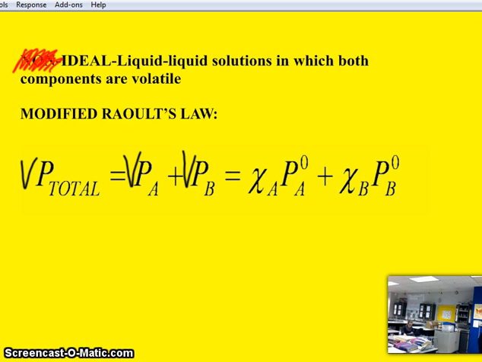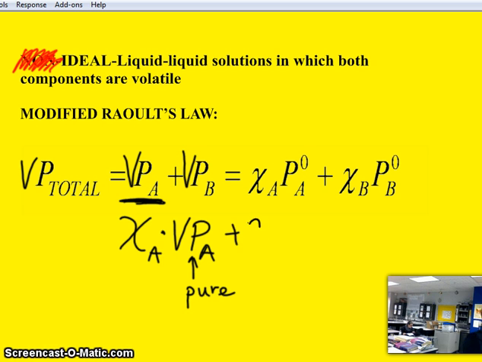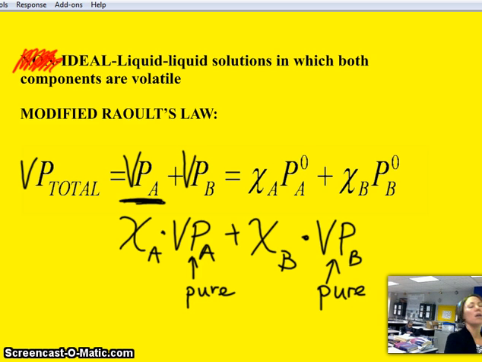So it's the vapor pressure of A plus the vapor pressure of B. And again, the way we get the vapor pressure of A in solution is the mole fraction of A times the vapor pressure of A when it's by itself. This is the pure vapor pressure, plus the mole fraction of B times the vapor pressure of B, which is the pure vapor pressure of B when it's all by itself. Since both of them contribute to the vapor pressure, you add both components together.